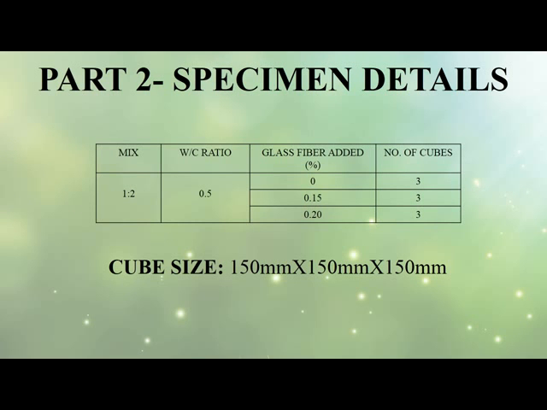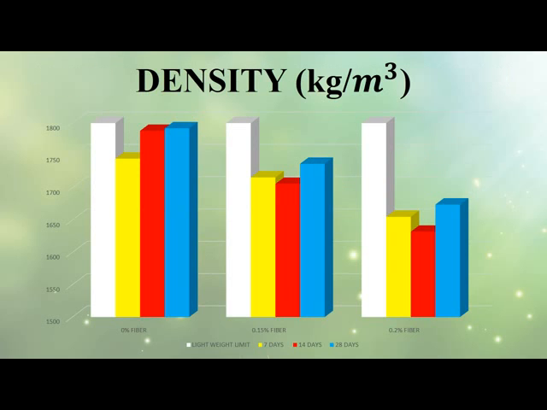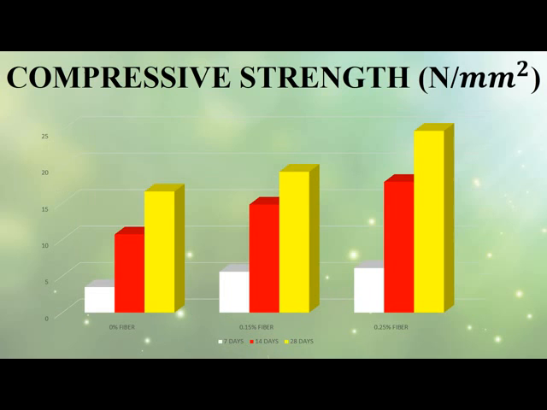Specimen details. Cubes of size 150 mm by 150 mm by 150 mm are cast with the mix ratio of 1:2, water cement ratio of 0.5, and the addition of fibers as 0.15% and 0.2%, and without addition of fibers. The number of cubes cast is 9. This chart shows the density of specimens with and without addition of glass fibers. This chart shows the compressive strength of the specimens after 7 days, 14 days and 28 days curing.